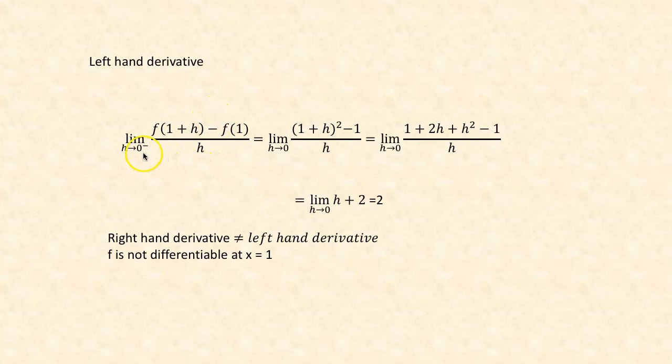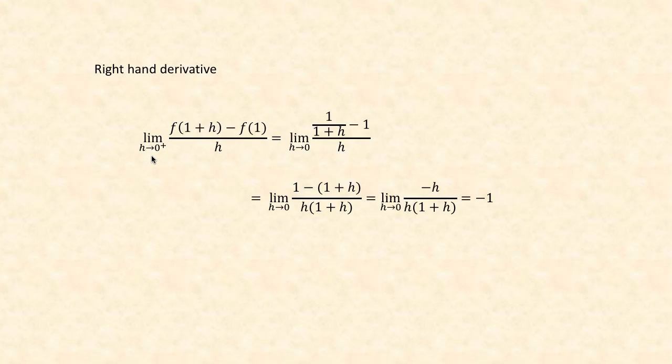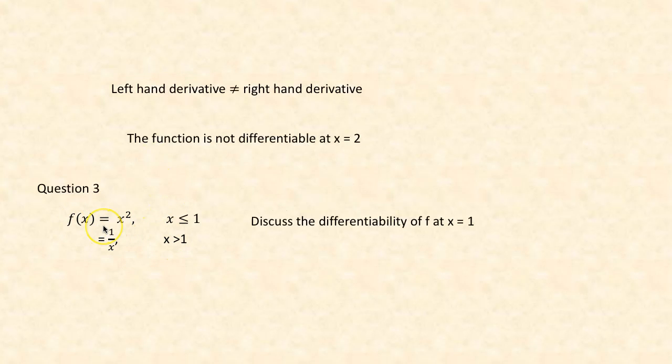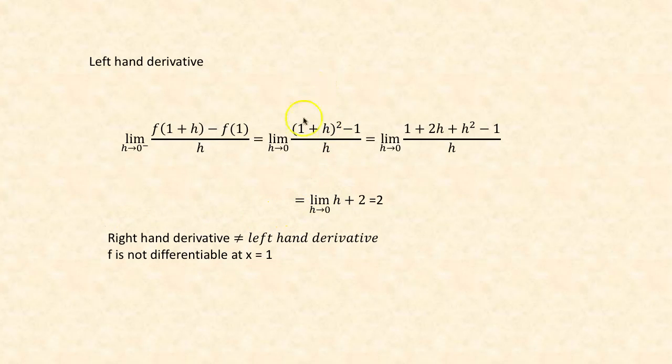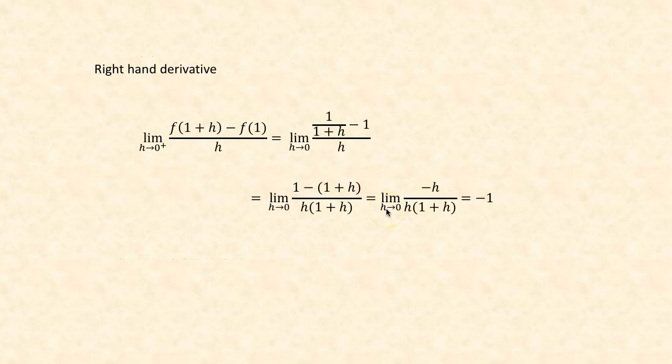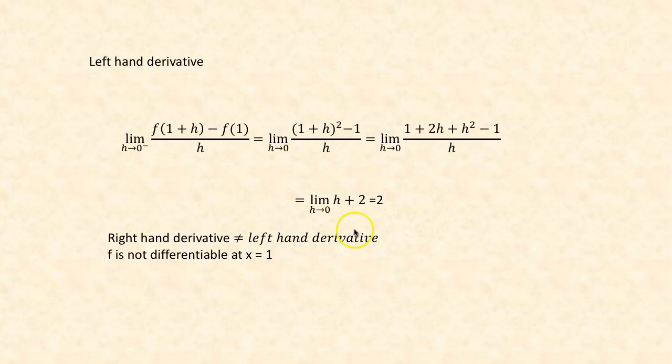Left-hand derivative is limit as h tending to 0 to the left, f of 1 plus h minus f of 1 by h. h tends to 0 to the left means h is less than 0, so 1 plus h is less than 1, so f(x) would be x squared. So f of 1 plus h would be (1 plus h) the whole squared, minus 1, by h, that is limit as h tending to 0, 1 plus 2h plus h squared minus 1 by h. The 1 cancels, you get limit as h tending to 0, h plus 2. Since taking the h out from the numerator, the h cancels. Substituting the limits, you get 2. So the right-hand derivative is minus 1, left-hand derivative is 2, so f is not differentiable at x equal to 1.